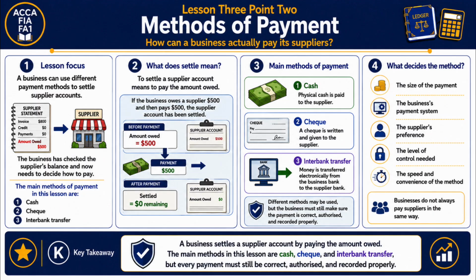But businesses do not always pay suppliers in the same way. The method depends on the size of the payment, the business's payment system, the supplier's preference, the level of control needed, and the speed and convenience of the method.